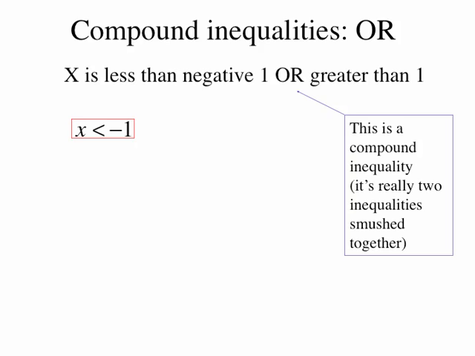We can show that using the inequality boxed in red. The second one is x is greater than 1. We can show that boxed in blue. So one or the other of these has to be true. Notice that there's no value of x that makes them both true. This may be a little bit easier to see if we put these two inequalities on a number line.